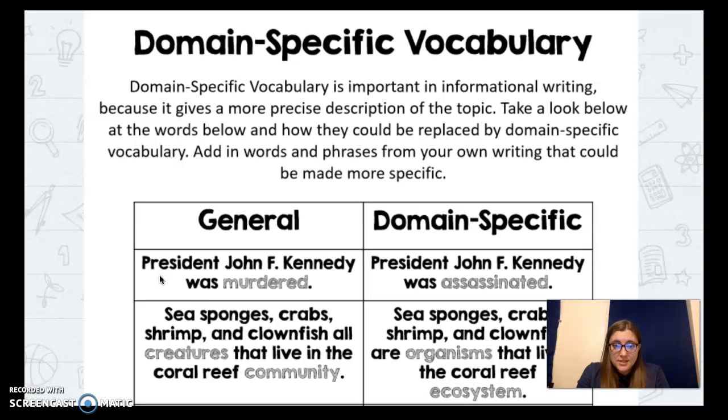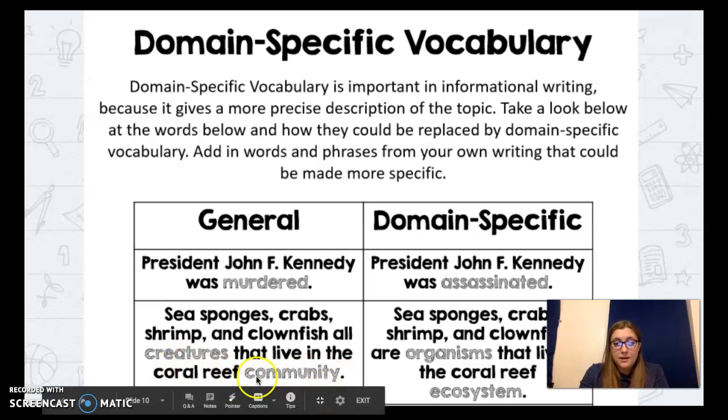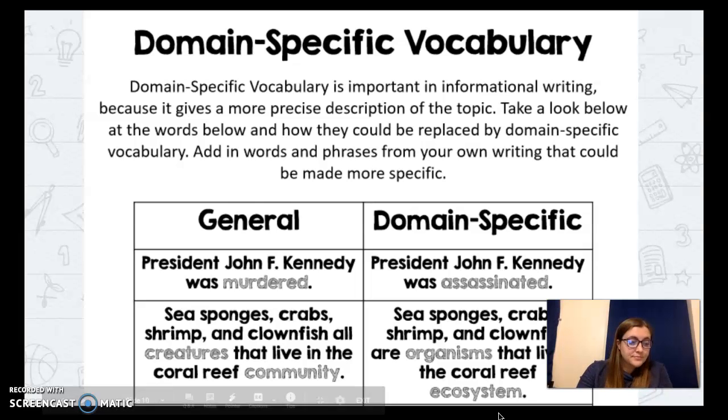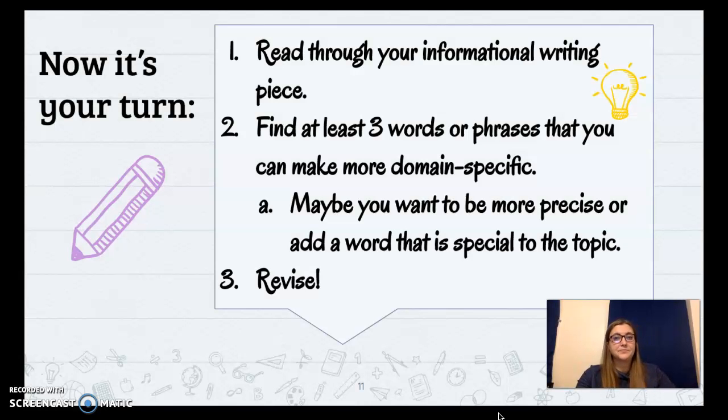Another important one is ecosystem. This is not a community of people that live in a neighborhood. This is an ecosystem where they all depend on each other for different things. All right, so I want you guys to remember you can use this skill whenever in any type of writing, but it's really important for informational writing. Domain-specific language helps your reader understand more about your topic, and that's the goal of an informational writing piece. So this tool is going to help us become better writers overall, but especially with our informational pieces when we do our revisions.